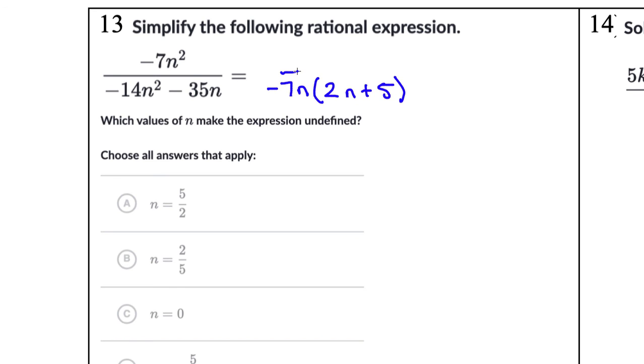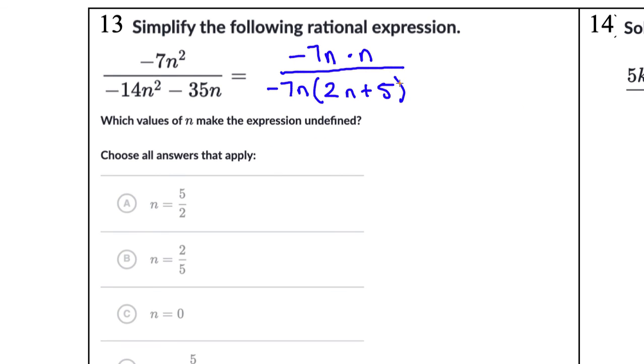I factored the denominator. The numerator, I can factor a little bit, I guess, negative 7n times n. Why did you factor it that way, Mr. Sindel? Well, I saw negative 7n in the denominator, so I probably wanted negative 7n in the numerator to cancel them out. Just like that, right? Before we cancel it out, though, let's check which expression makes this undefined.